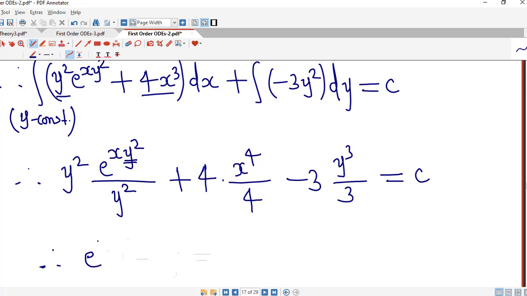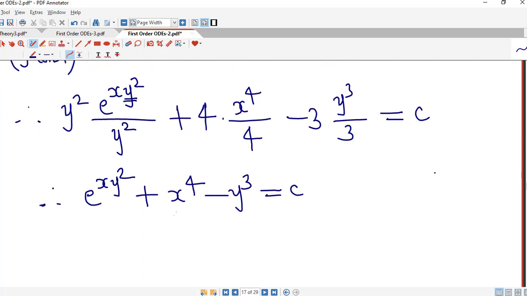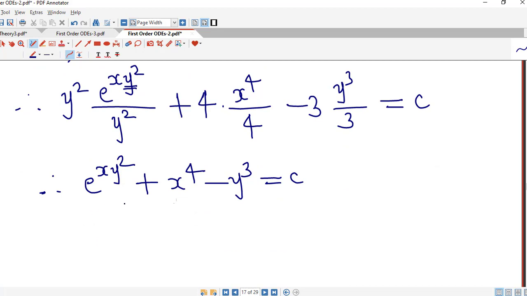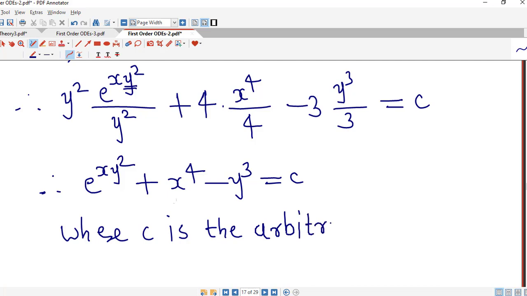So now e raised to xy square plus x raised to 4 minus y cube equal to c, where c is the constant of integration which is an arbitrary constant, and this is the general solution where c is the arbitrary constant.